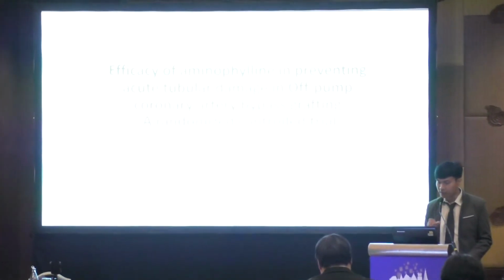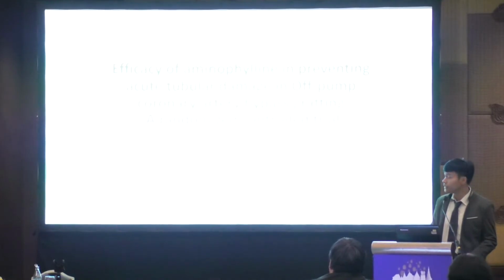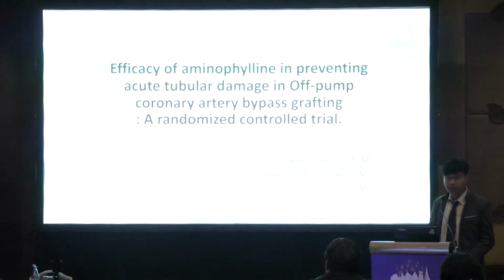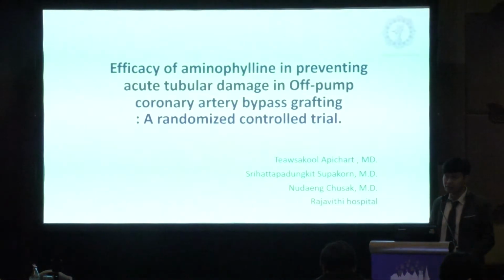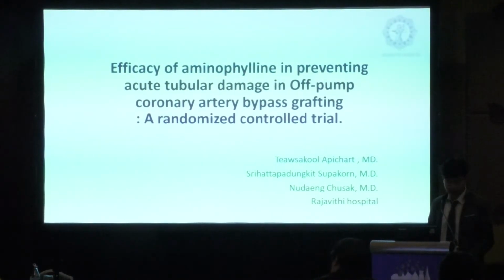Hello. Good morning, Chairman and everybody. Off-pump CABG is growing, but renal failure is still a major and serious complication. So a way to improve off-pump CABG is to prevent AKI. And aminophylline is a renal protective agent.